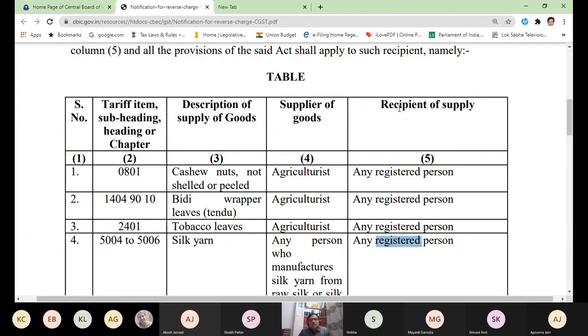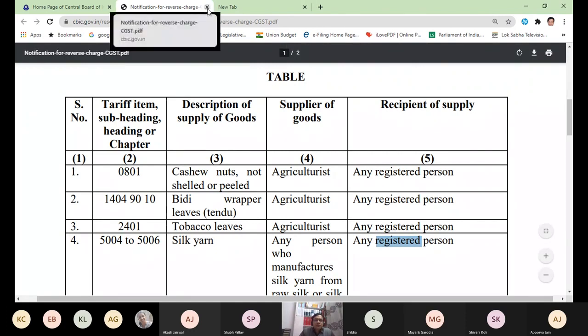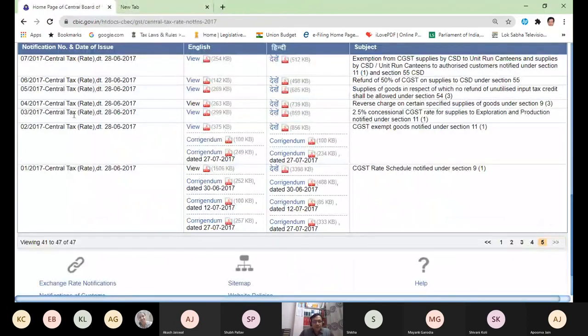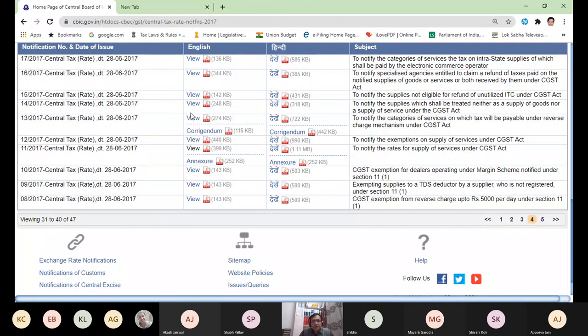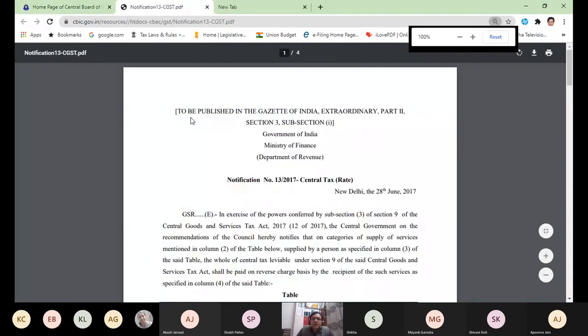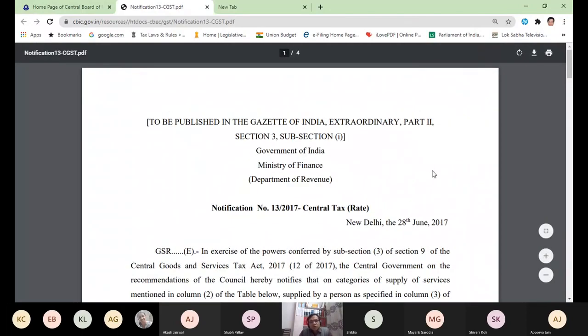Now, as far as services notification is concerned, let me show you that service notification. And the service notification is having number 13. See this 13th notification. We have around 20 services which are covered under reverse charge under section 9.3. After showing this notification, then I will tell you which you have to note down. You're not supposed to note down every service. I will tell you those which you have to note down. In fact, I will also start writing those.